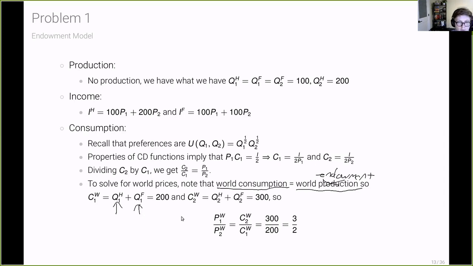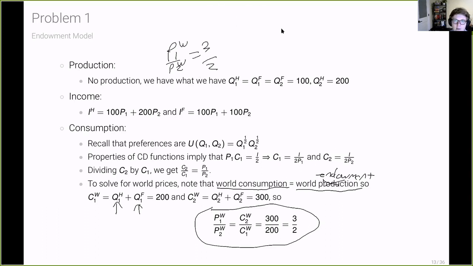And so if we replace everything in this expression with the W to indicate the world values, and plug in the values of what we know using these expressions, the world consumption of both goods must be equal to the endowments, and then we can solve for the relative price of good 1 in terms of good 2 for the world. Doing that yields that the price of good 1 in terms of good 2 at the world level when we open up to trade is going to be 3 over 2. Does anybody have any questions about how I did that?